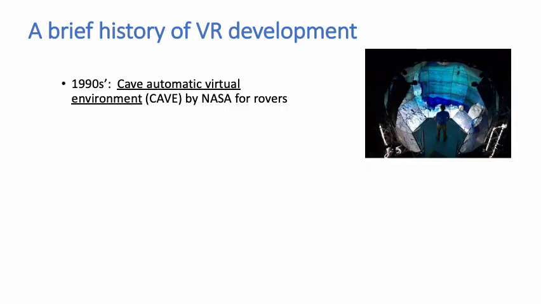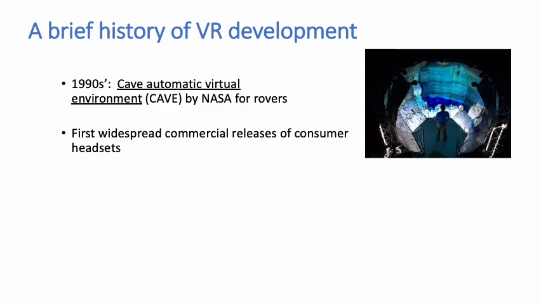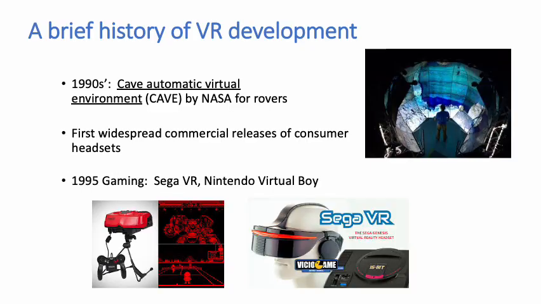in a virtual world. And this was available once the technology started to catch up and the computer technology became advanced enough. In the 90s was the first widespread commercial release of consumer headsets, and the very first crude headsets were the Nintendo Virtual Boy and Sega VR headset, which were designed for gaming, because a lot of this technology developed from the gaming industry.